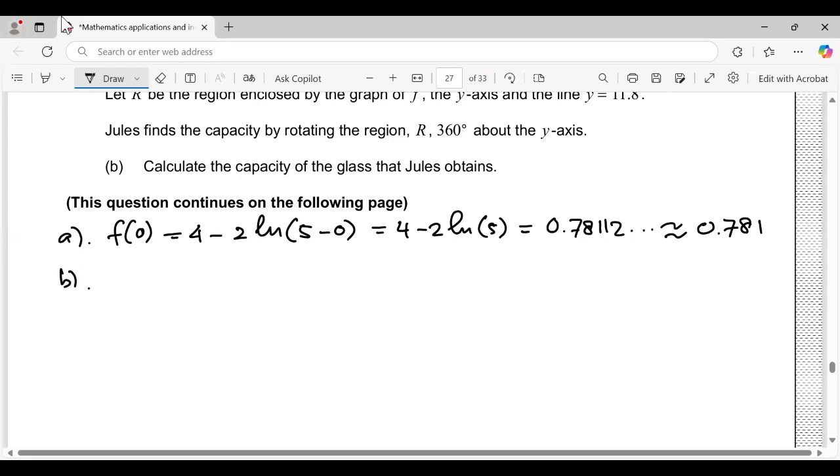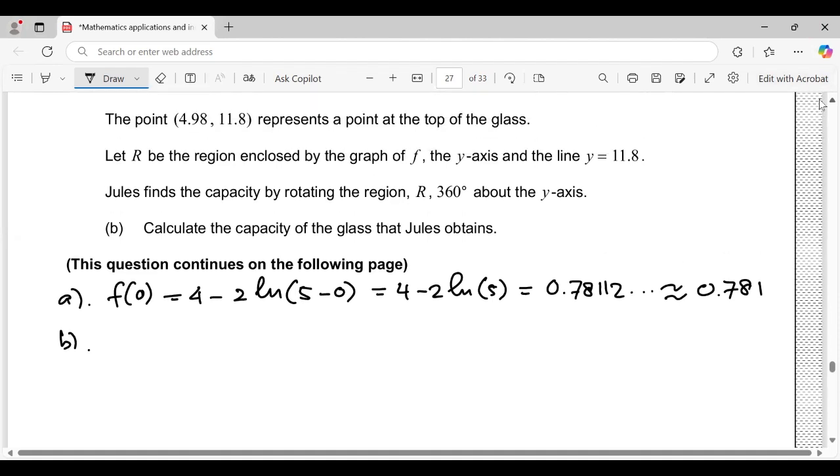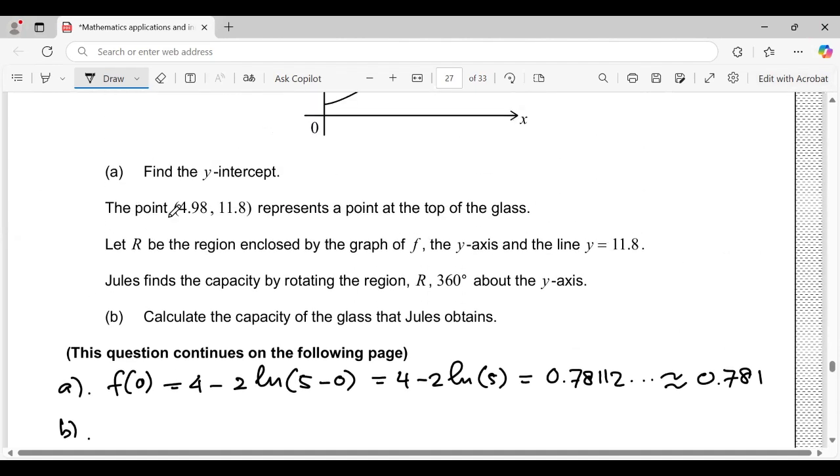Question B. The point (4.98, 11.8) represents a point at the top of the glass. Let R be the region enclosed by the graph of f, the y-axis, and the line y equals 11.8. Julius finds the capacity by rotating the region R 360 degrees about the y-axis. Calculate the capacity of the glass that Julius obtains.